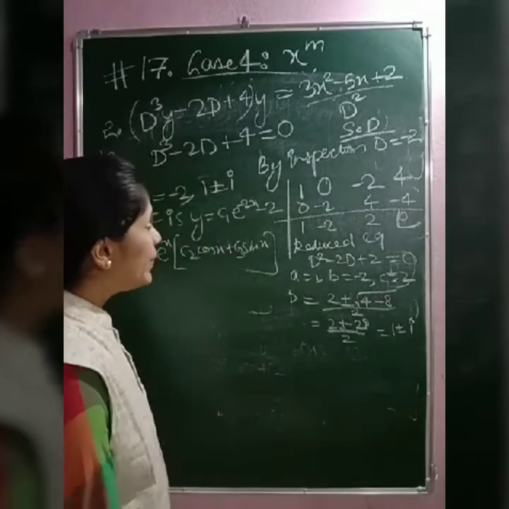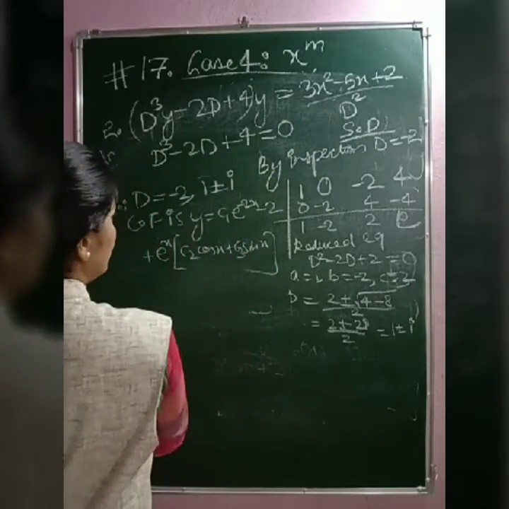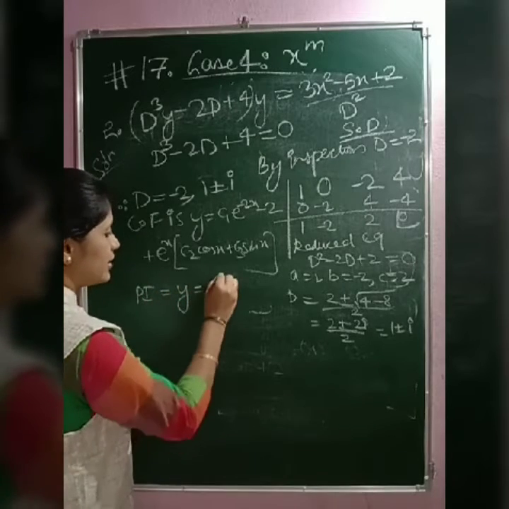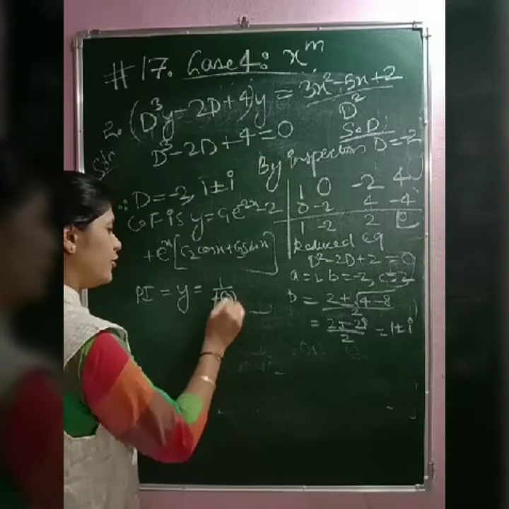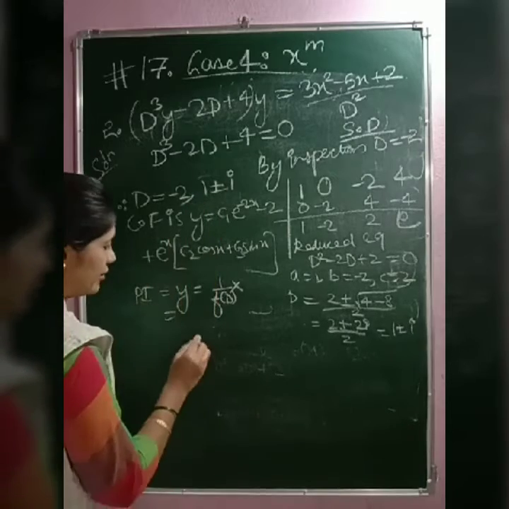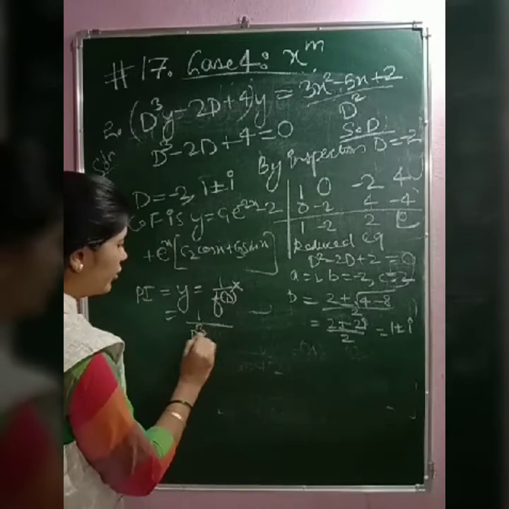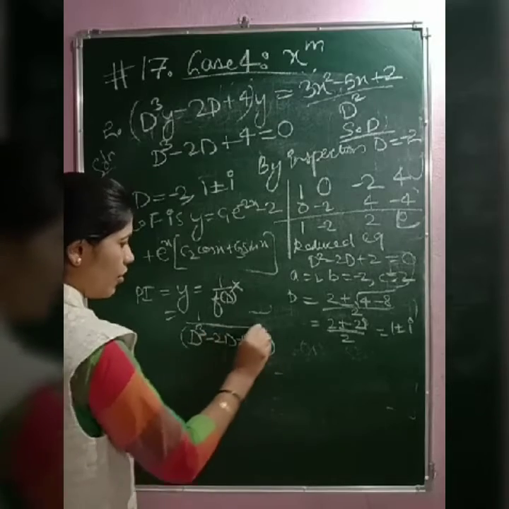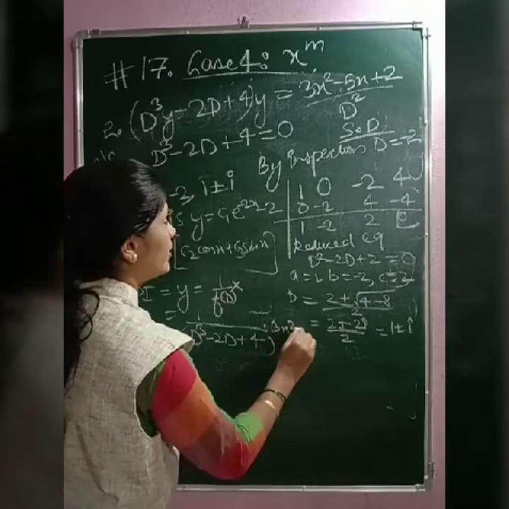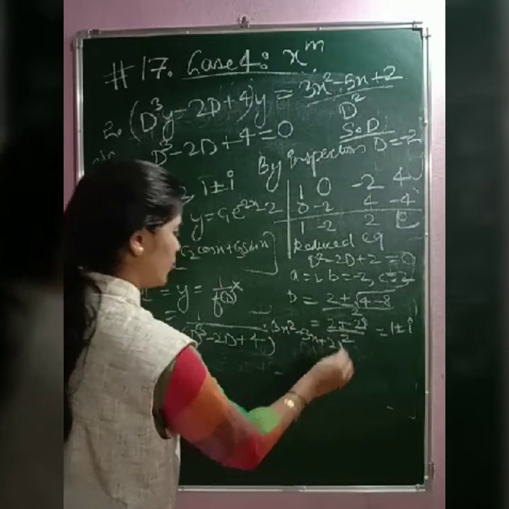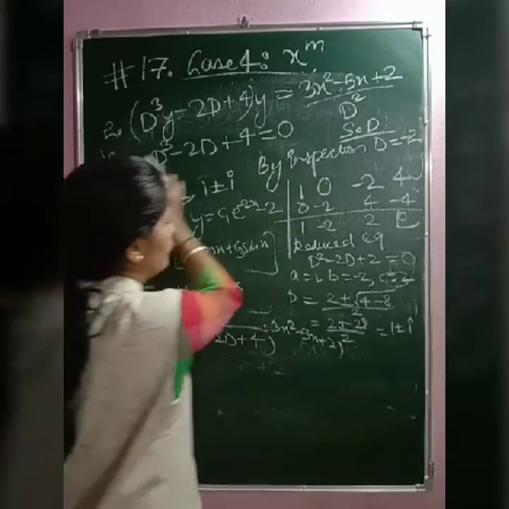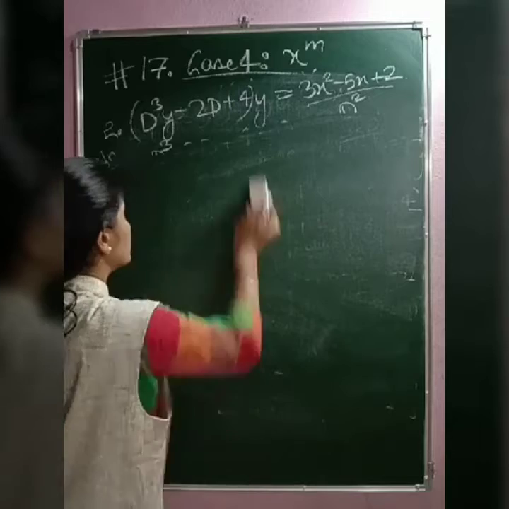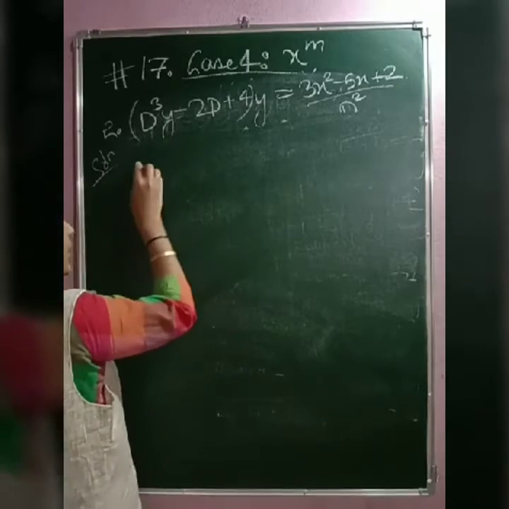Now let us find PI. PI by definition is y equal to 1 upon f(D) of X. So what is f(D) here? 1 upon D cube minus 2D plus 4, of 3x square minus 5x plus 2. So let us solve for this. So PI.